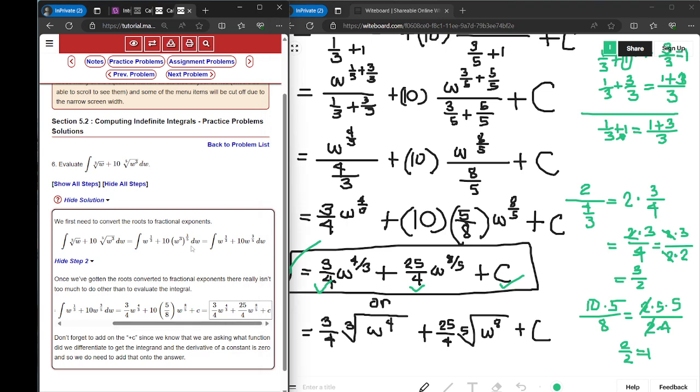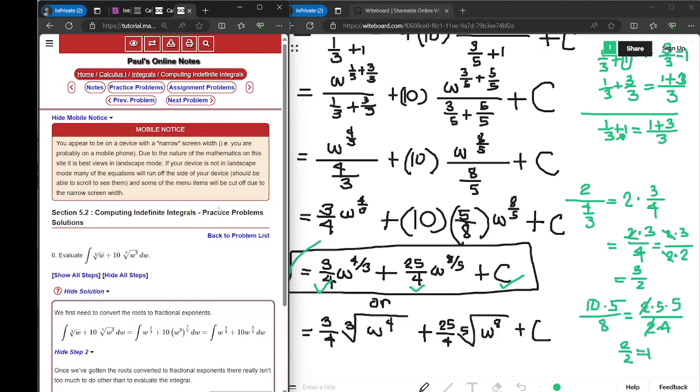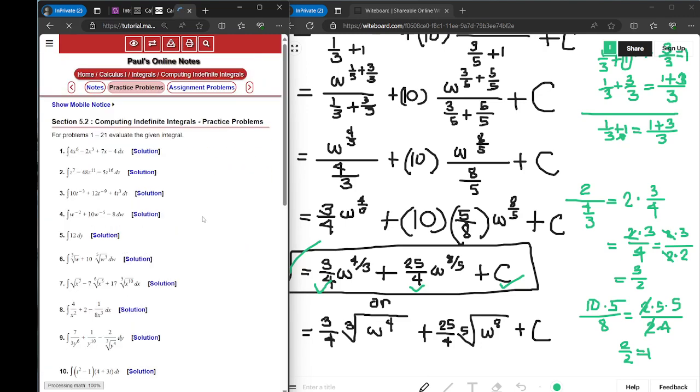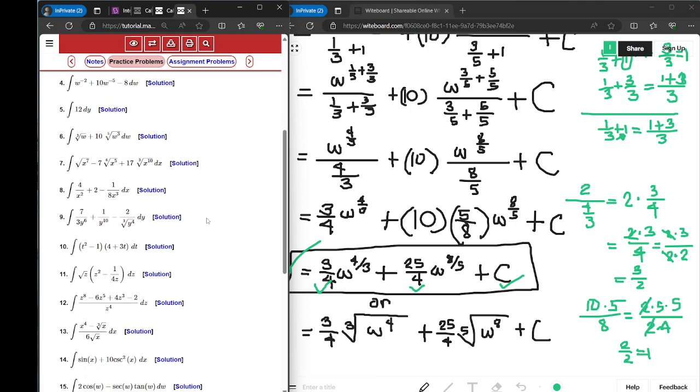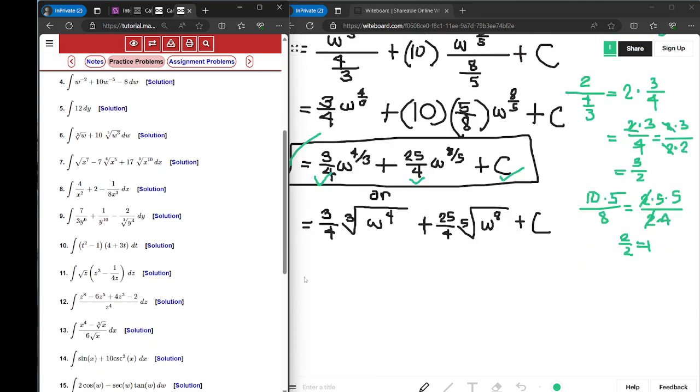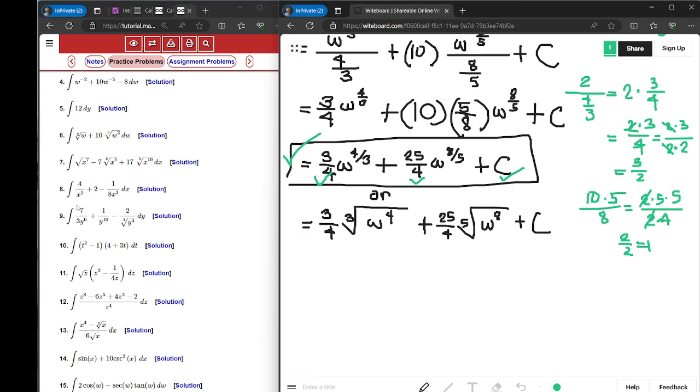So that's it. You have here what we call instruction from Paul's notes that we have to change the roots into fractional exponents. All right, now let's go back so that we can find another set of problems. Here, I believe we can answer number 7 easier already. You can easily solve number 7.